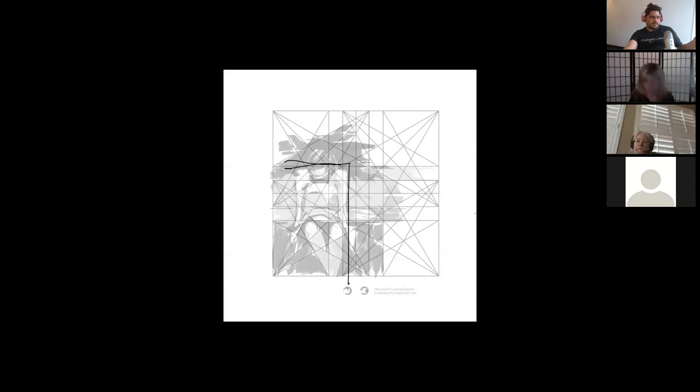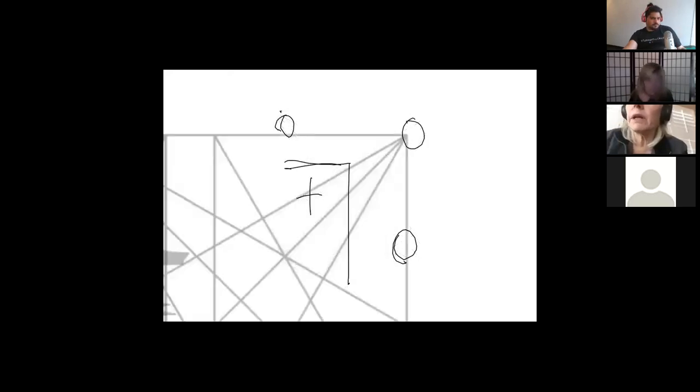Okay, so this is one charge, where would we put the other charge? Would it be down here? Would it be up here? Would it be over here? It would be in the upper right, I believe.